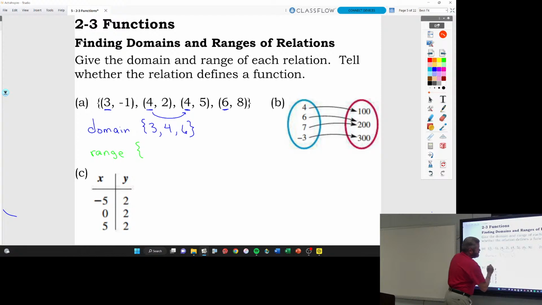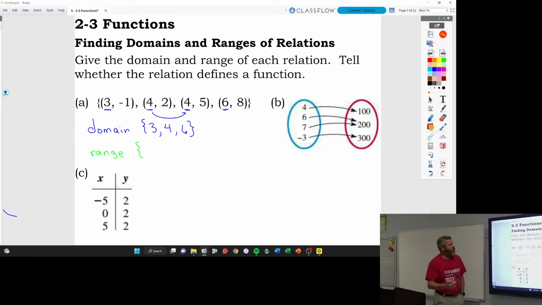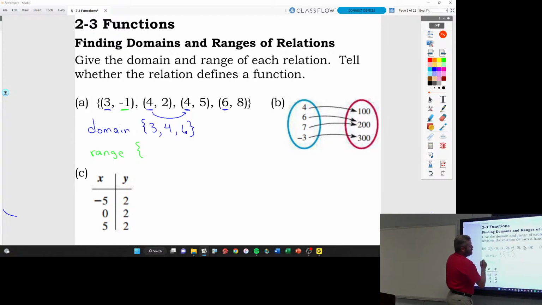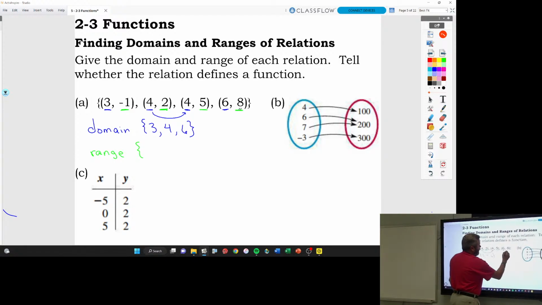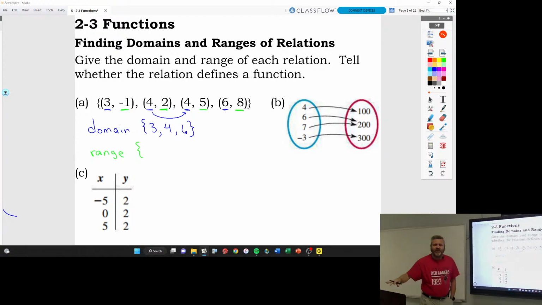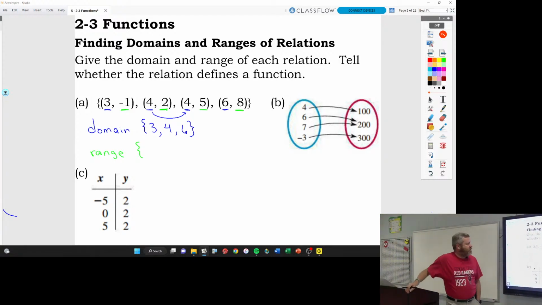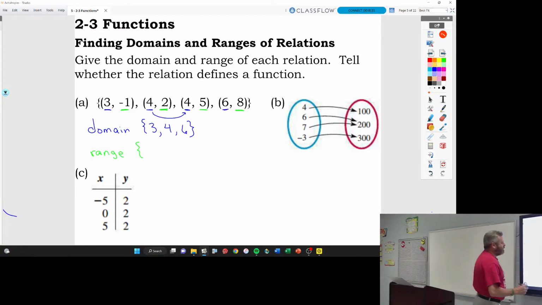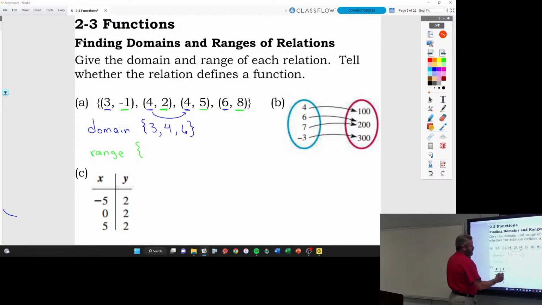So the range is the second value. And again, we want to put these in order. So my range consists of a -1, a 2, a 5, and an 8. Each of my range members, each of my y values, is only repeated one time, so I don't have to worry about writing it down multiple times, and you never would anyway. I'm just going to write those down in order from smallest to largest.